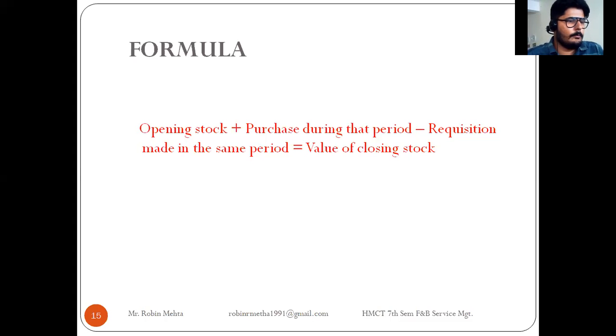So we calculate it by opening stock, what we have at the time of opening, or you can say at the time of the first month of the year, we open with this amount, plus purchasing during that period, what purchased things are in hand. After that, again plus what things we purchased, minus requisition made in the same period, what requisitions we required in the same period, and then we get the value of our closing stock. So this is the formula for calculating the stock taking.